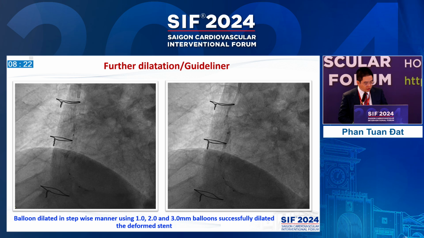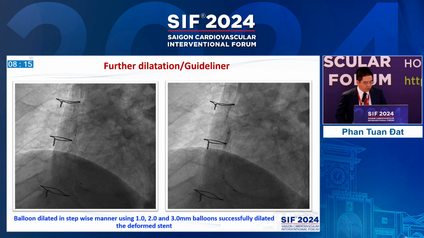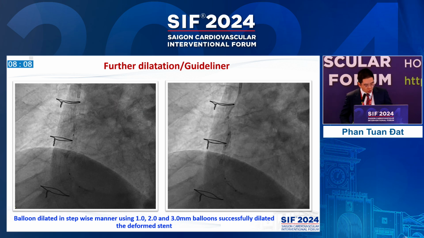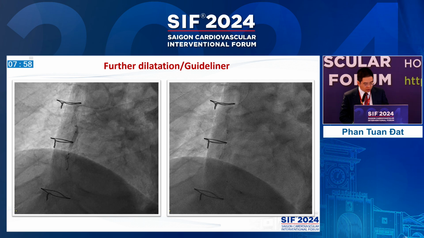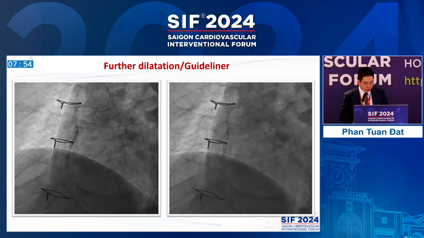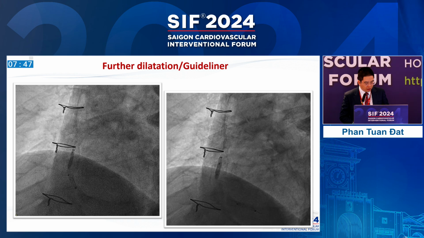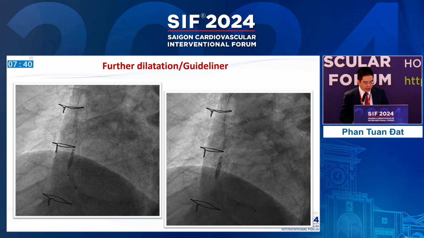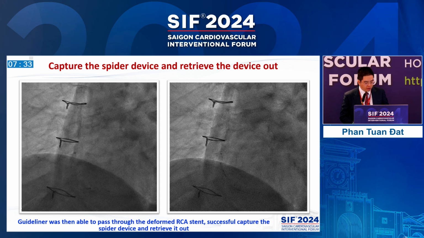In the next step, we used a GuideLiner brought to the proximal edge of the deformed mid RCA stent, and we used small balloons in a stepwise manner, starting with 1.0 mm, then upgrading to 2.0 and 3.0 mm balloons to dilate the deformed stent. Finally, with the 3 mm balloon we successfully restored the stent shape. With the GuideLiner, you can see we were able to pass through the stent, capture the spider device and retrieve it out.